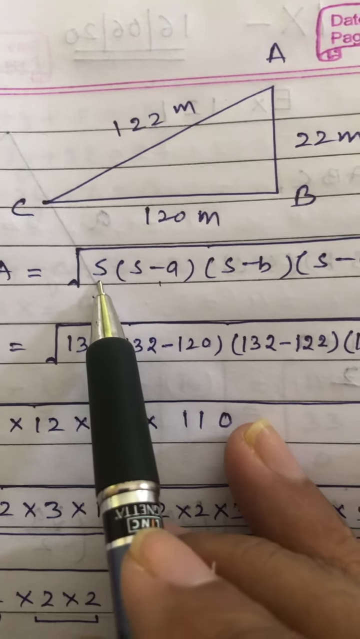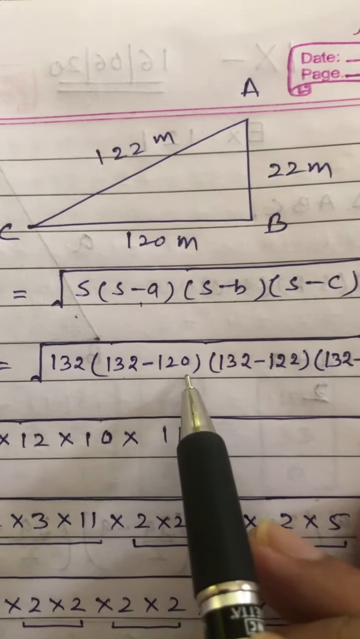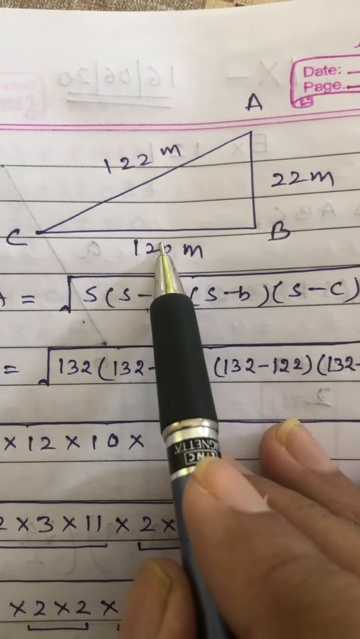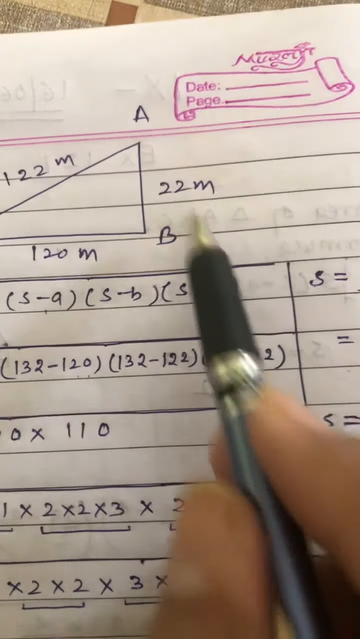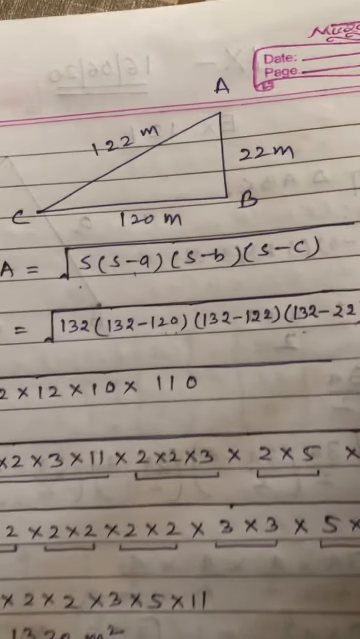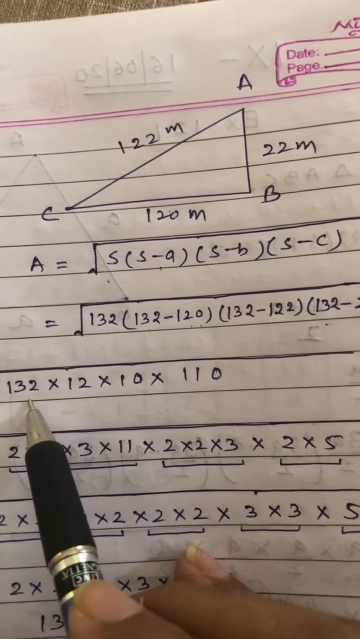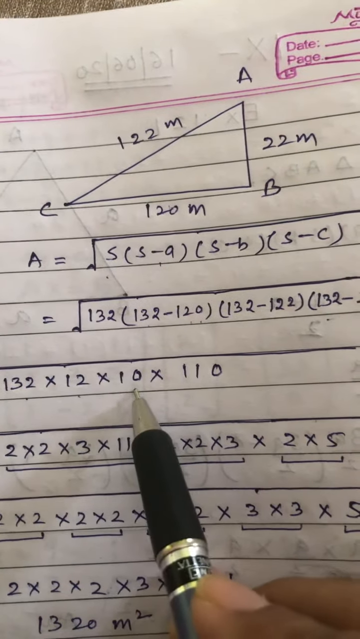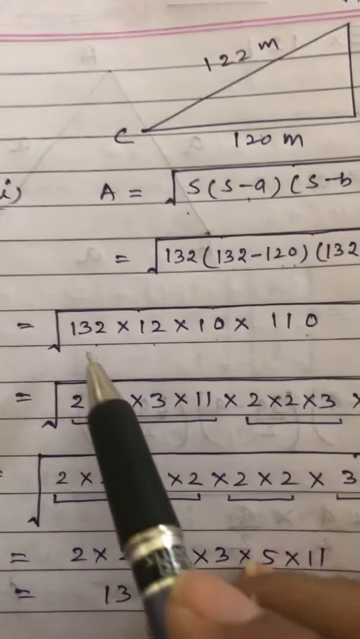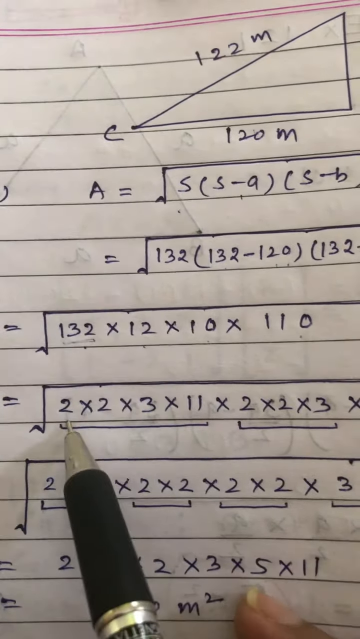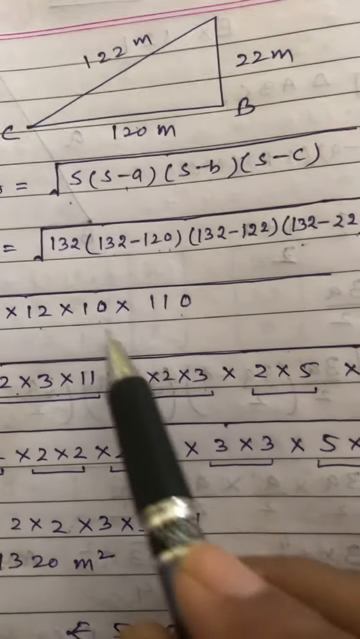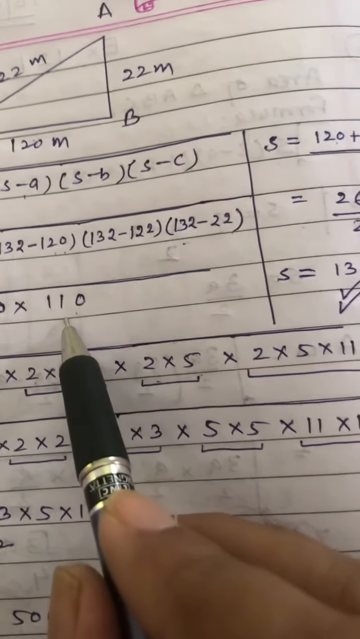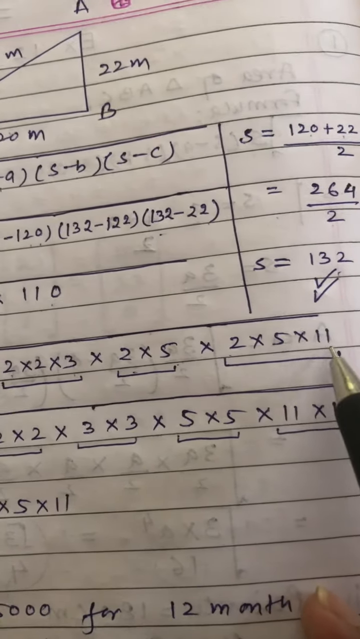So what is the value of S? 132. So putting the value of S, 132 minus the first side A, I have taken 120, B I have taken 122 and C I have taken 22. So on simplifying this expression, you will get 132 into 12 into 10 into 110. Now I will factorize all the terms. 132 factors are 2, 2, 3 and 11. 12 is 2, 2, 3. 10 we can write as 2 into 5. 110 we can write as 2 into 5 into 11.